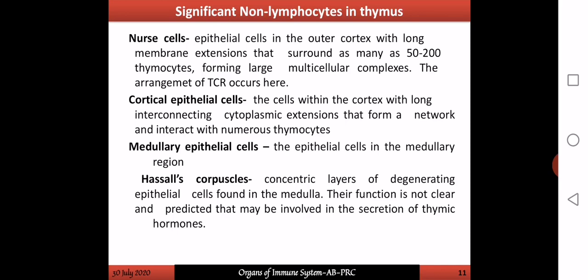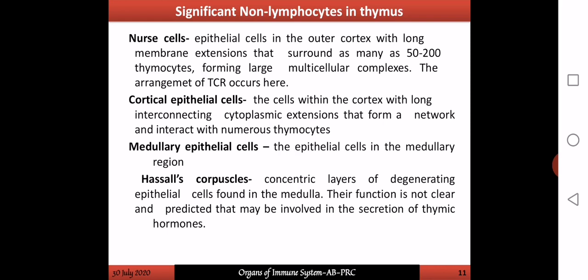It is also suggested that certain functions, like arrangement of the T cell receptor, also occur at these nurse cells. It was believed that this is the site where the T cells are given some basic education, but that is not evidentially supported. But it is supported that the arrangement of the T cell receptor occurs at this particular site, right?